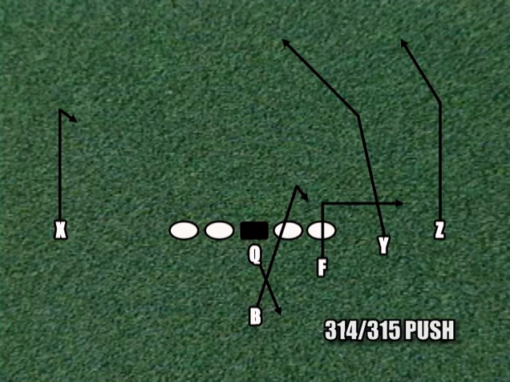What we're trying to do here is throw the deep ball either to Y or Z on the post route, depending on what the safety on that side does. If the safety gets off the hash to honor Z, then we should come back inside to Y. If he stays with Y, then we should hit the skinny post to Z.